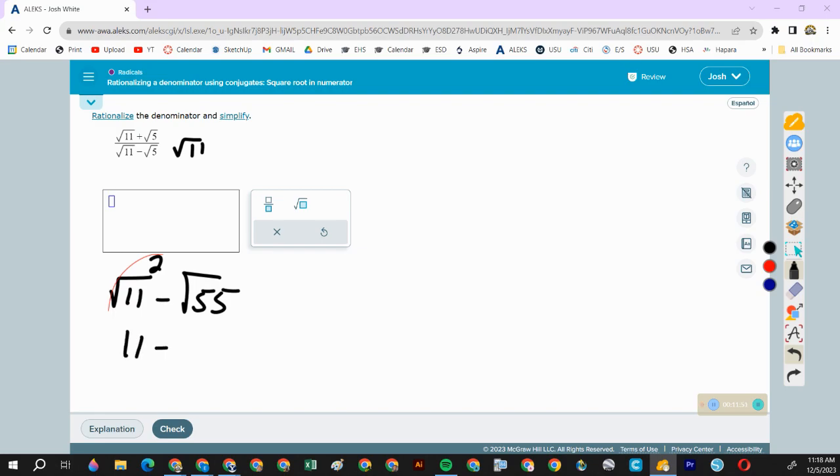I get 11 minus the square root of 55. And that was good. I got rid of one of them. How do I get rid of the other one? Well, what if I times it by root 55? Is that going to work? That will get rid of this one, but then it will create a root again on the other side. Close. Yes. Do you remember when we started doing stuff like this?